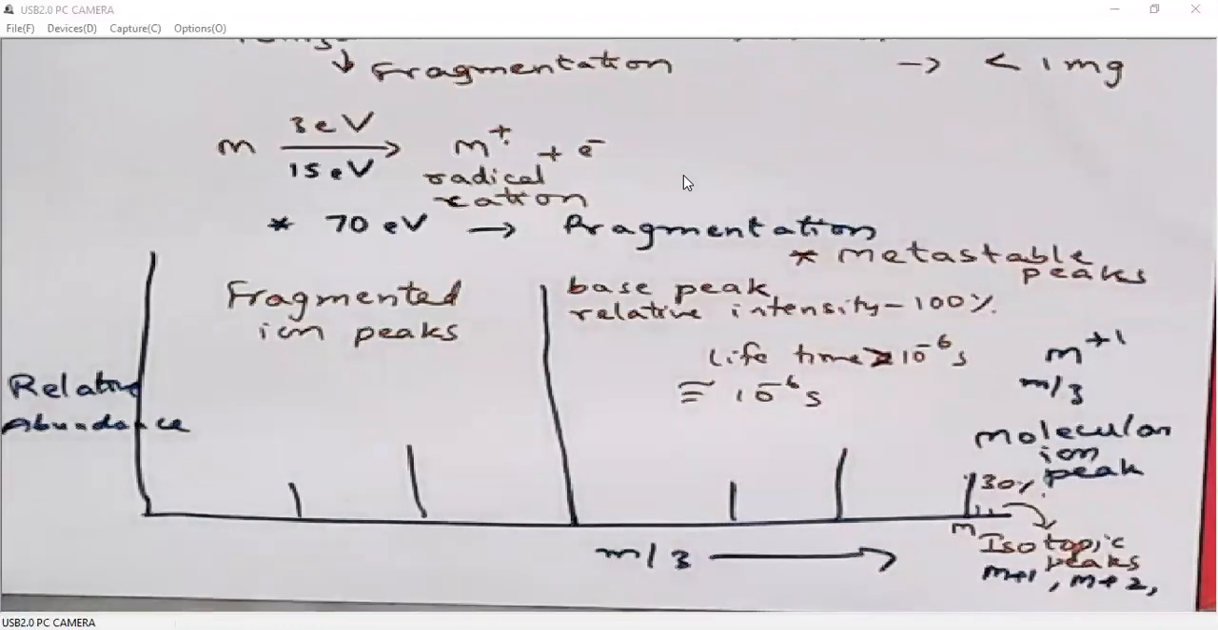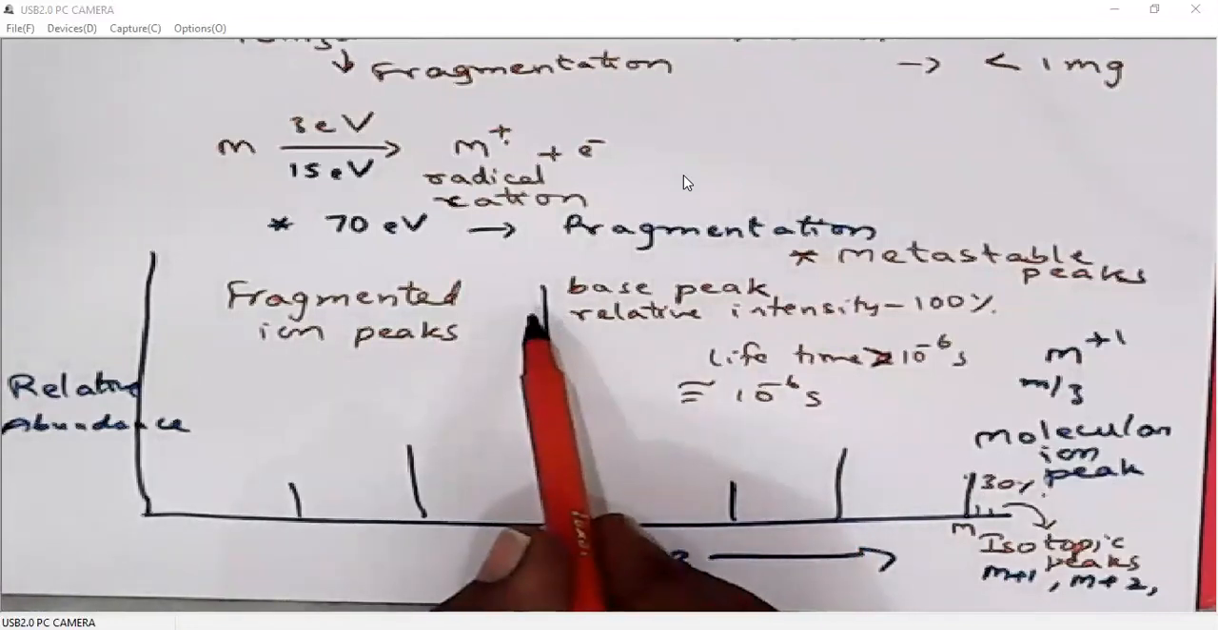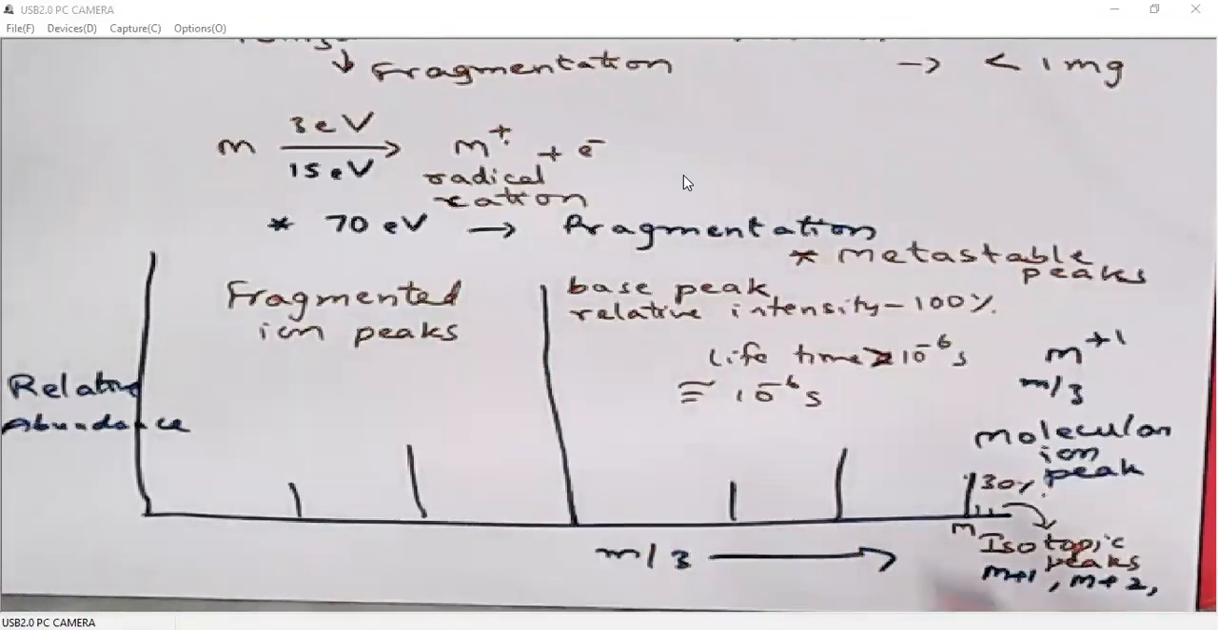So in a mass spectrum, we generally have the molecular ion peak and fragment ion peaks. All other peaks are called fragment ion peaks. The tallest peak is called the base peak. Then we also have isotopic peaks, which differ in mass by 1 unit or 2 units. Then a metastable peak, which is generally observed as a broad peak. A metastable peak is very unstable, so we observe it as a very broad peak.